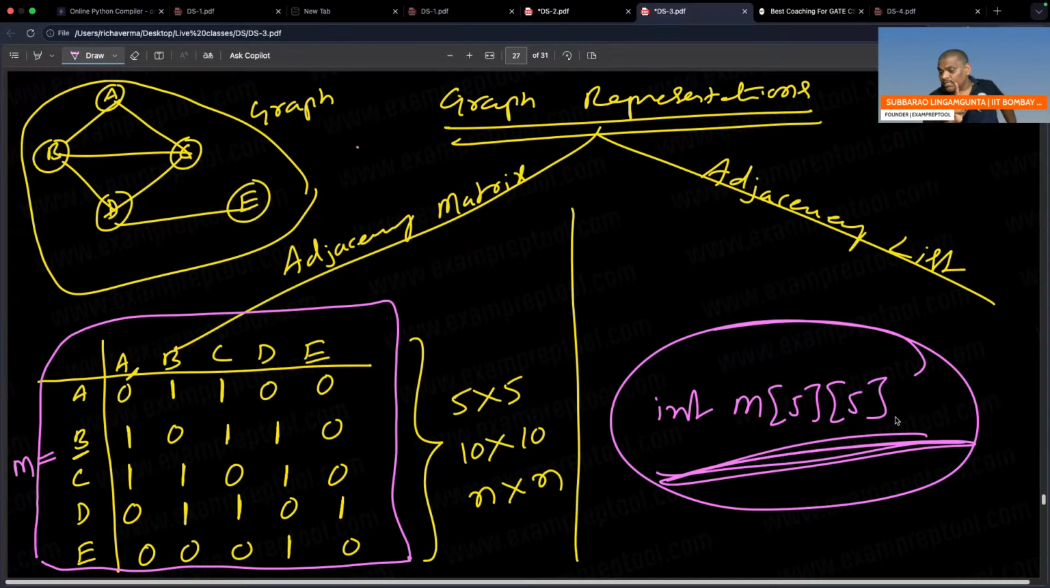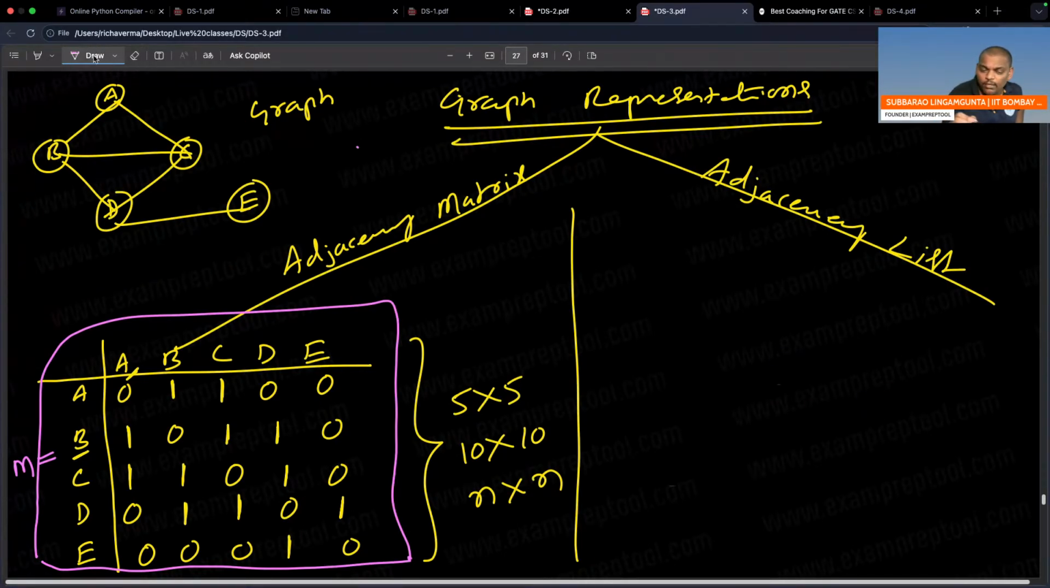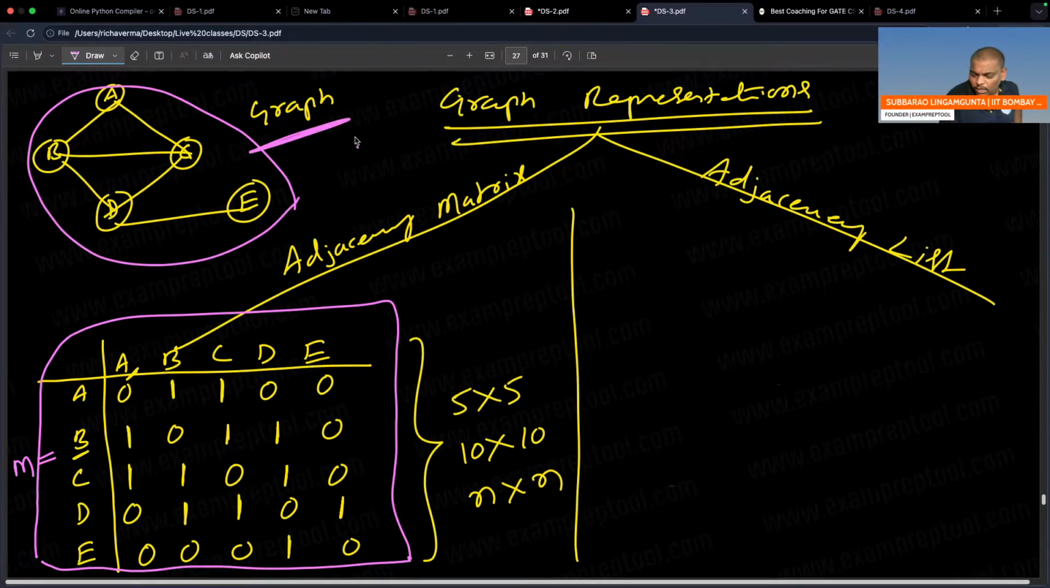So adjacency matrix. To represent this graph, some students are thinking that this graph inside the computer will be stored as a graph only. No, it will be stored as a matrix. Like this it will store. Inside the computer, that graph will be stored as a matrix. Right? 2D matrix, 2D array.